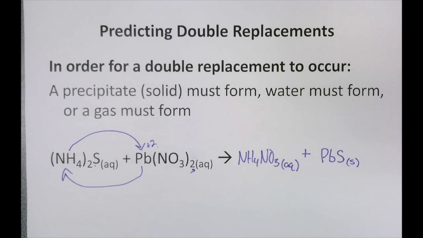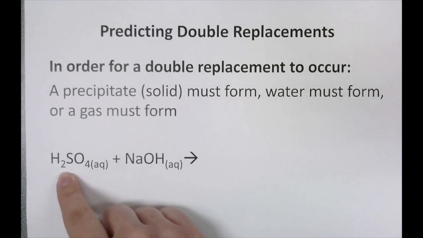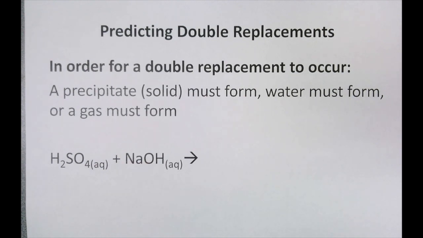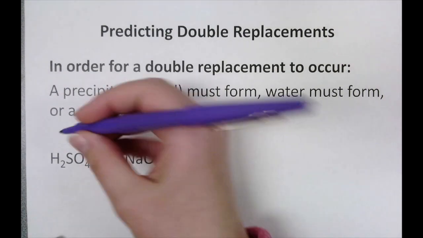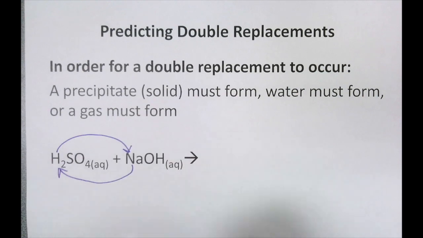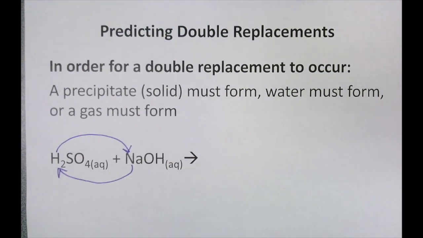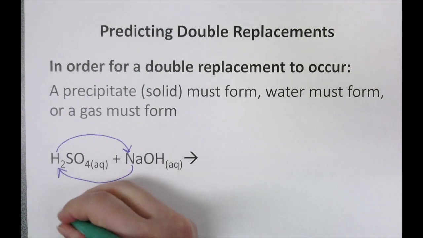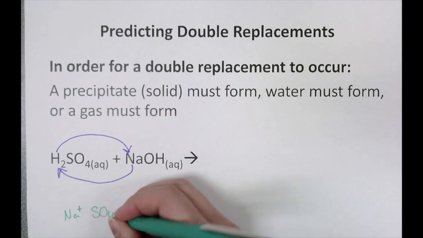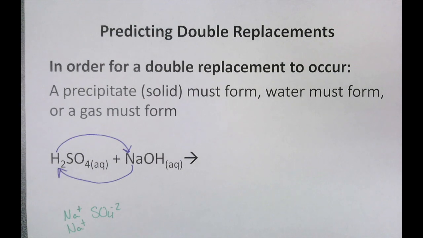Let's look at one more example. In our third example here, we have sulfuric acid reacting with sodium hydroxide. So if this is a double replacement reaction, our hydrogen ion and our sodium ion will trade places. So we're going to have sodium combining with sulfate. Remember, sodium is a +1 ion. Sulfate is a -2. So I'm actually going to need 2 sodium ions when I write the formula.